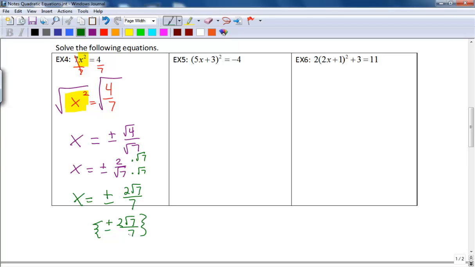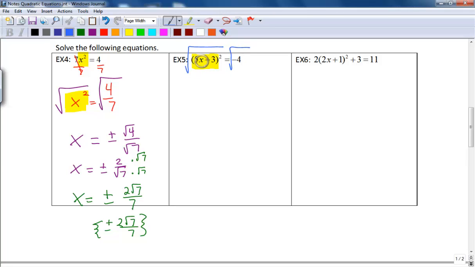Again, step 1. Am I isolated? Well, I don't know. Let's check. What am I squaring? Well, I'm squaring the expression 5x plus 3. And I know that I'm squaring that expression because that's inside parentheses. Is this thing all alone on one side of the equal sign? Sure is. So I go to the second step. The second step says take the square root of both sides. So I'm going to take the square root of the left and the square root of the right.